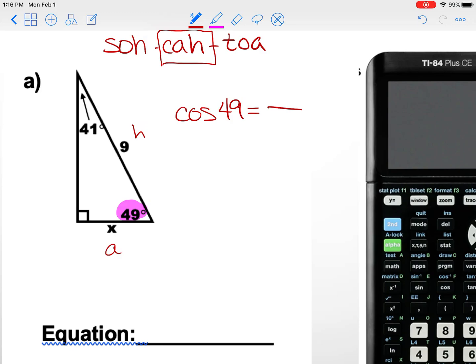And what's the ratio for cosine? A over H. Our A is X, our H is 9. There's your equation. So we can copy that down here, add your degree symbol, and now we're going to solve for that. Well, if it's X divided by 9, the opposite of dividing is to multiply. So we're going to multiply both sides by 9.